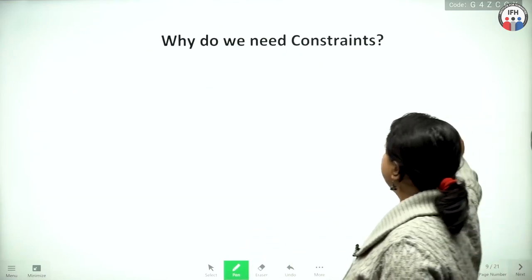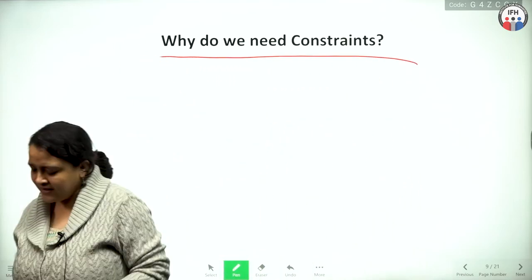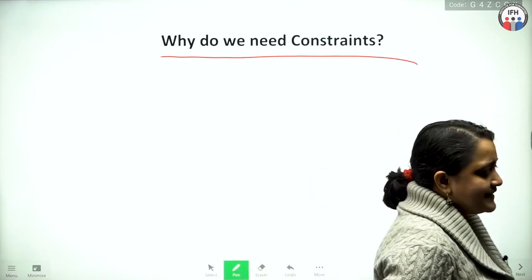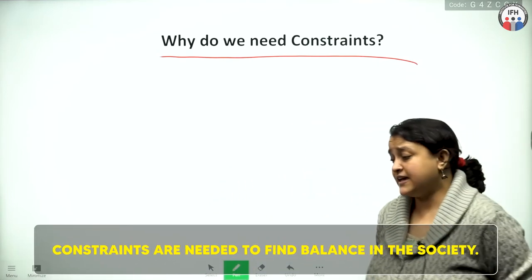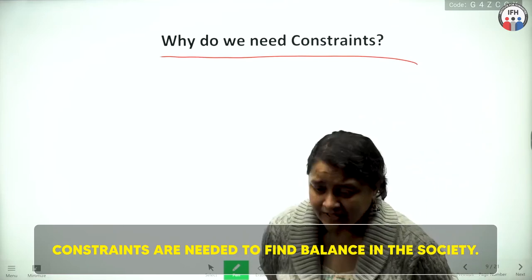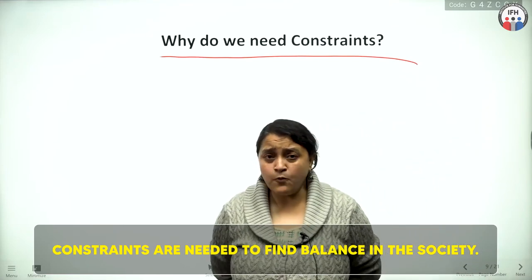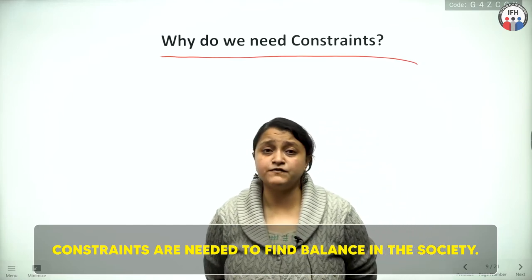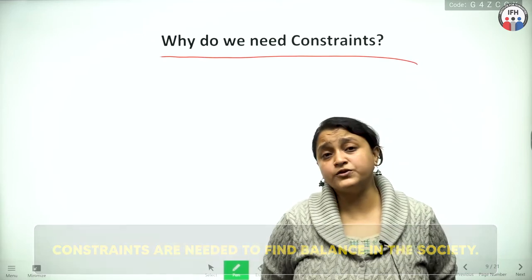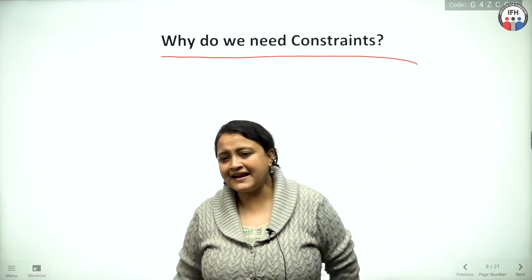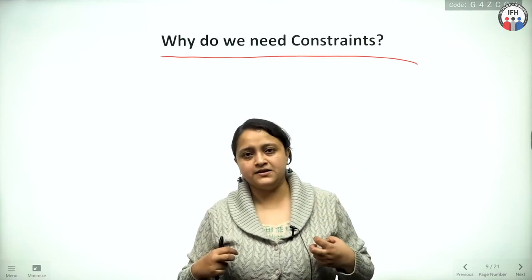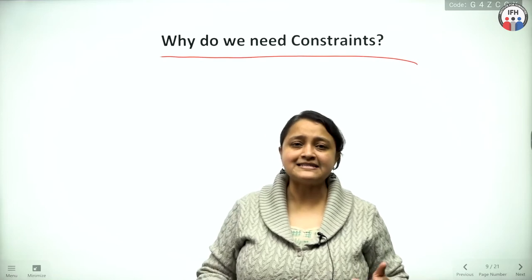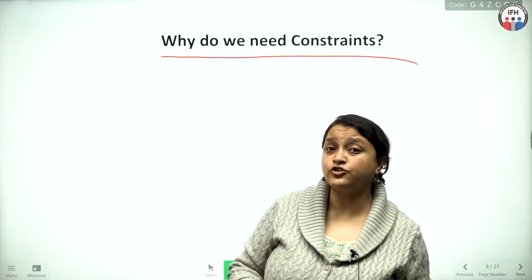Moving on, why do we need constraints? Every society needs constraints, okay? The reason behind it is very simple. If we don't have constraints, there would be absolute chaos. Because every individual has the freedom to think. They have the freedom to have their own opinions. They have the freedom to follow their own beliefs. And when that happens, we feel that our opinion is the correct opinion vis-a-vis the other. Right? In a society, this leads to a lot of chaos. It leads to a lot of fight.